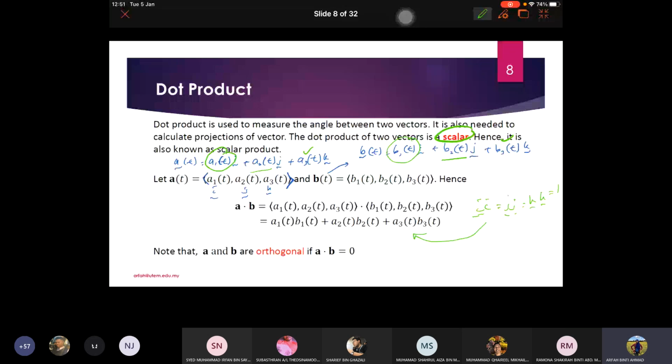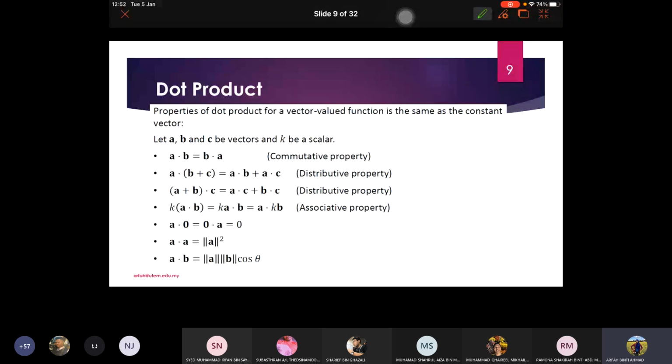Okay. Note that A and B are orthogonal if A dot B sama dengan 0. So orthogonal maksudnya dia berpenjuru. Vector A dan juga vector B orthogonal. Then dia punya direction akan jadi 0. That is why A dot B will be equal to 0. Okay. Clear so far for this one? Dapat. Dapat. Okay. So the next one, kita ada dot product.